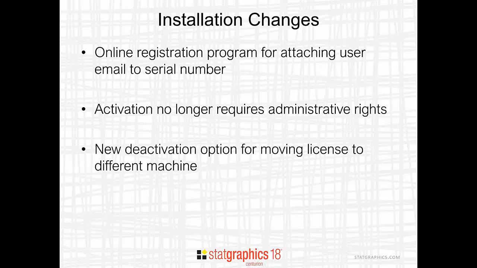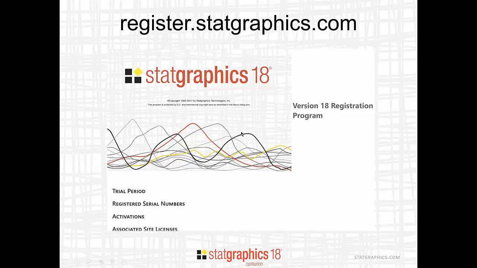Now, that brings up the point that we have a new option in Statgraphics that makes it much easier for you to move your license from one computer to another. Within Statgraphics 18, you can now deactivate the installation on a particular computer and then move your license to a different computer. It makes it a lot handier when you're getting a new computer. You can just deactivate it on your old machine, activate it on your new machine. Now that's all done automatically, and you can keep track of that through that online registration program.